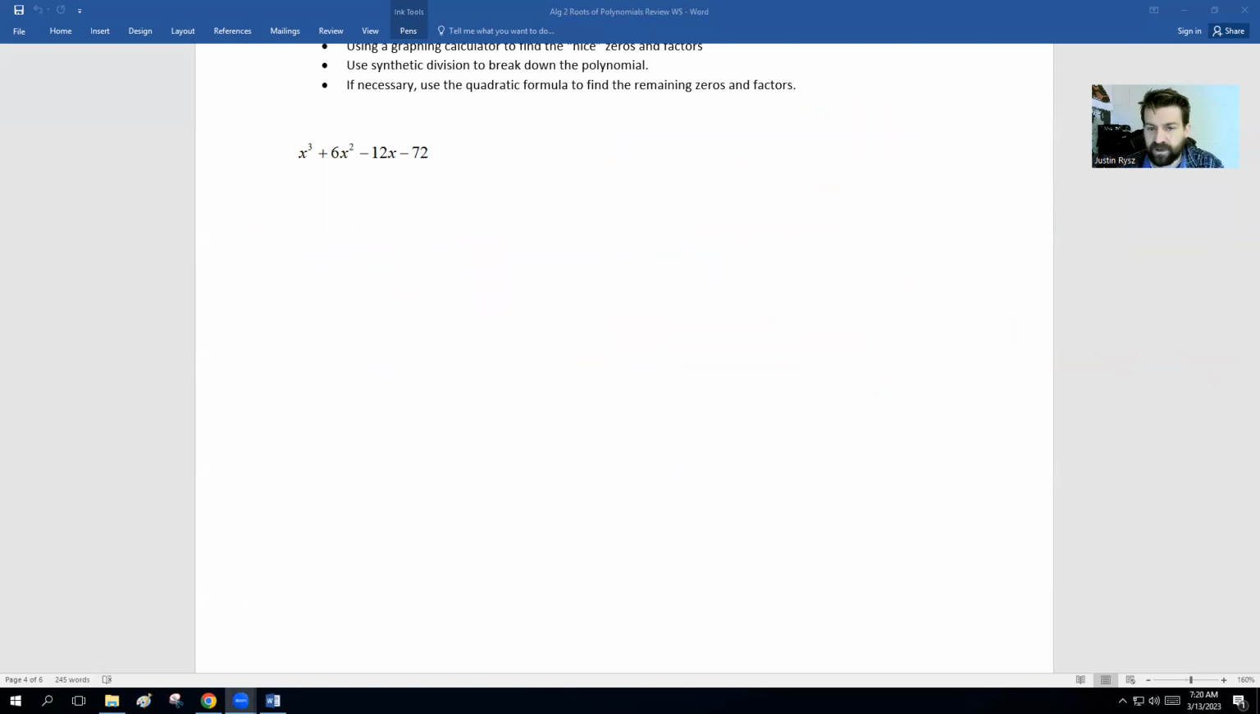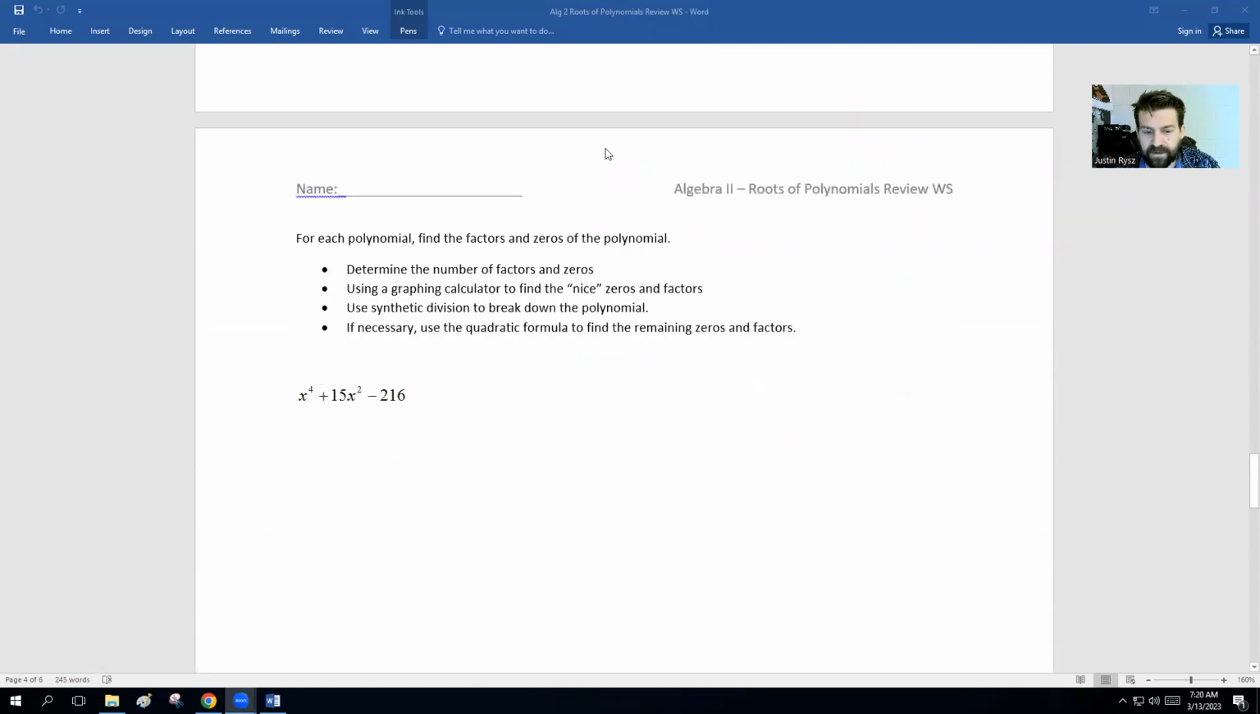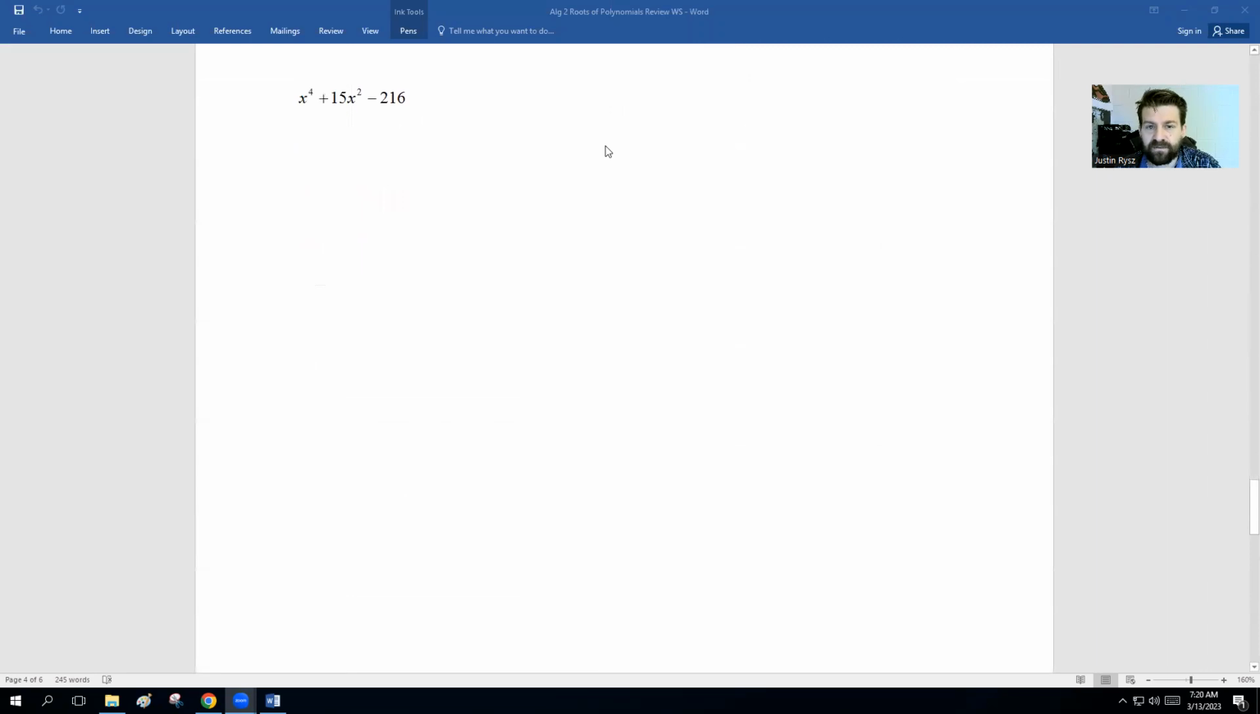Okay, one more to go here. What else could be given to us? Okay, here's one. It's actually not too bad, but a lot of simple mistakes can be made. So with this problem here, we've got x to the fourth plus 15x squared minus 26. You look and say, okay, that's pretty small. But if you remember our rules with a factor, since that is x to the fourth, we're going to have 4 of them.